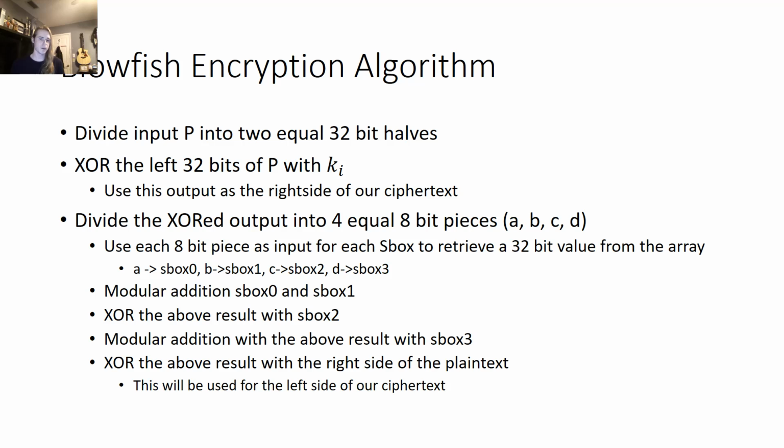We will then XOR the above result with S-box 2, perform another modular addition with the same mod with the above result and S-box 3, and we will XOR that result with the right side of the plain text. This will be used for the left side of the plain text.